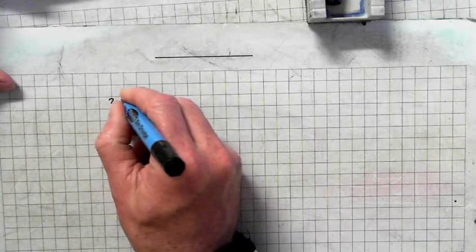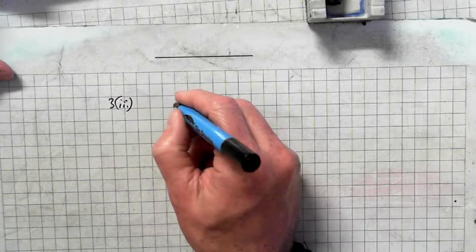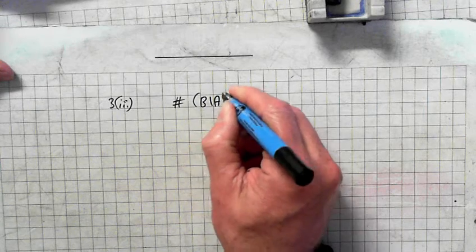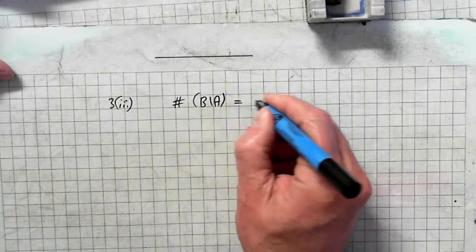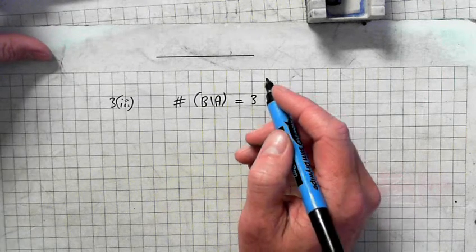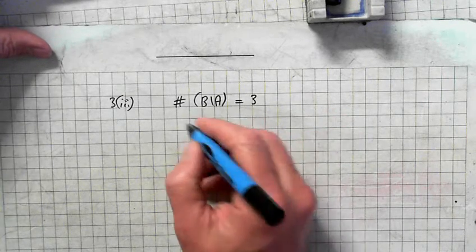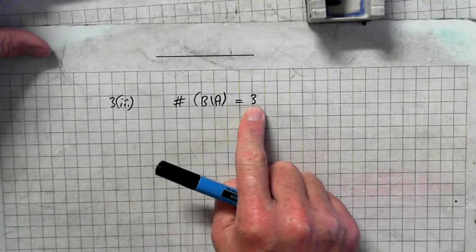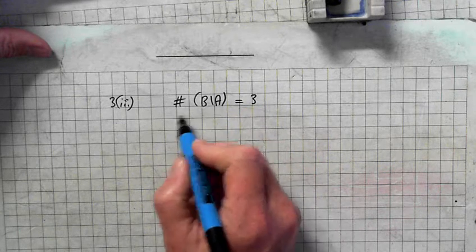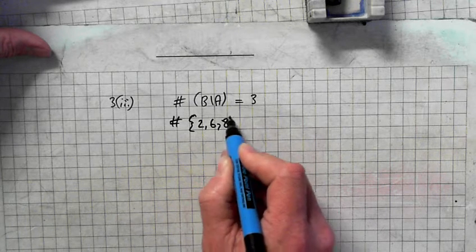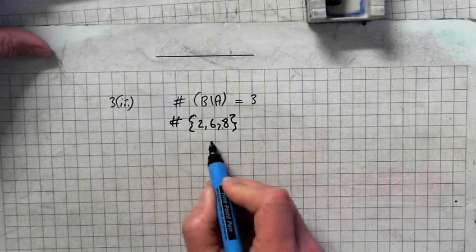Next one. Question 3, part 3. Do you get the idea of this? So the question is, is the number of elements in B less A equal to 3? So B less A, what's B less A first of all? B without A, 2, 6 and 8. There's 3 elements, isn't it? Is that correct? Yes. How many elements are there? 3.